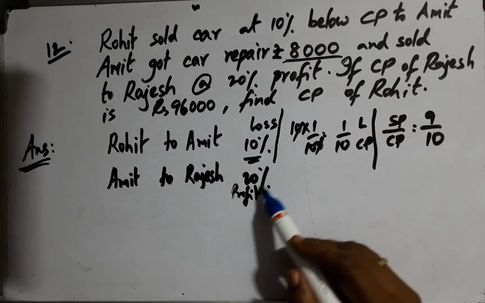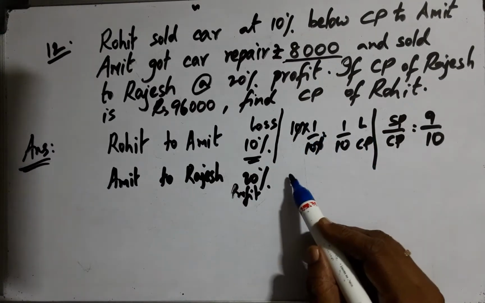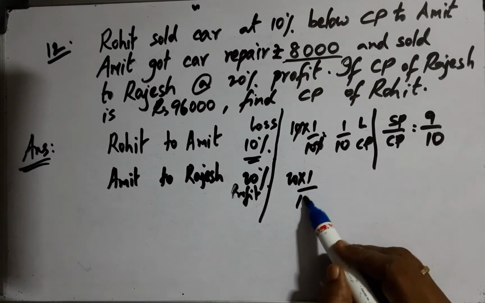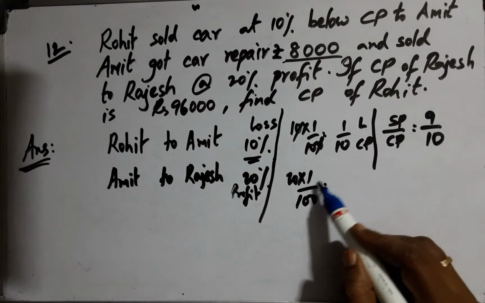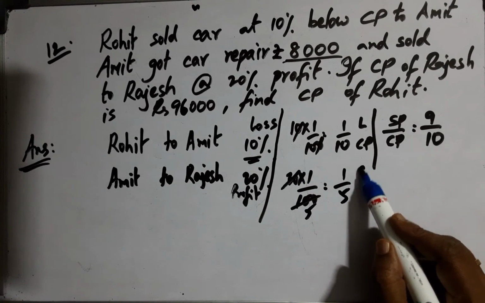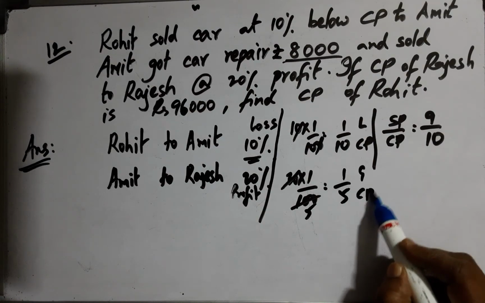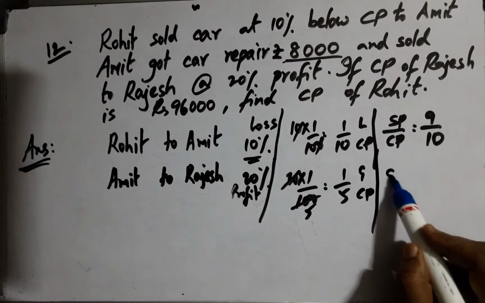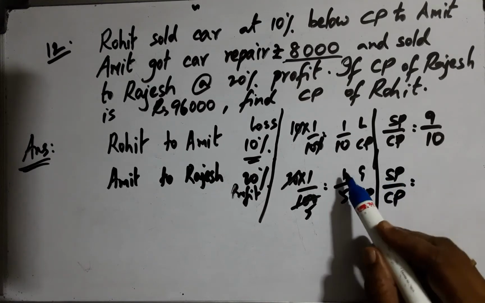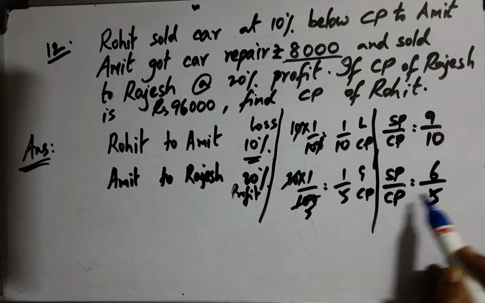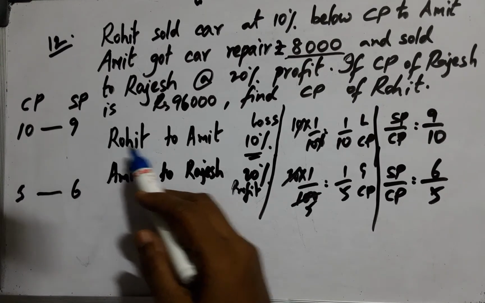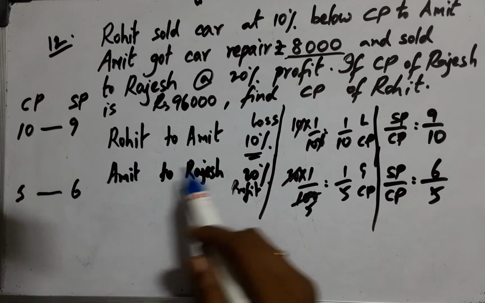Now see, 20% profit can be converted; the ratio conversion is 20 by 100, which comes to 1 by 5, so the gain is 1 and the CP is 5. Now the SP by CP ratio for this will be 5 plus 1, because with a gain SP will be more than CP, so 6 by 5. Now this ratio is Rohit to Amit and this ratio is Amit to Rajesh.